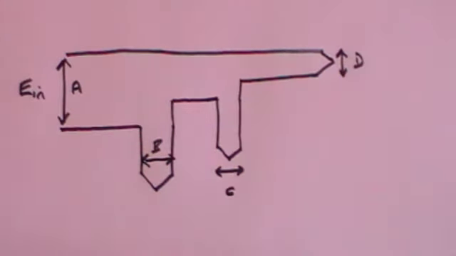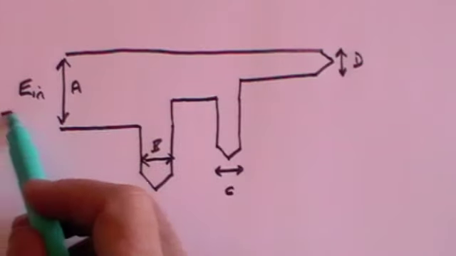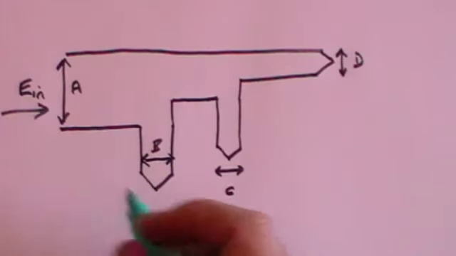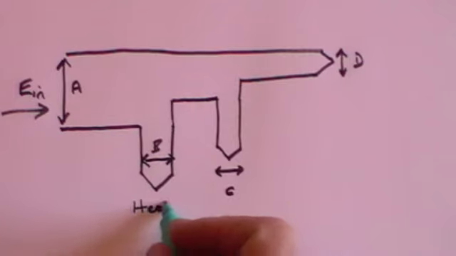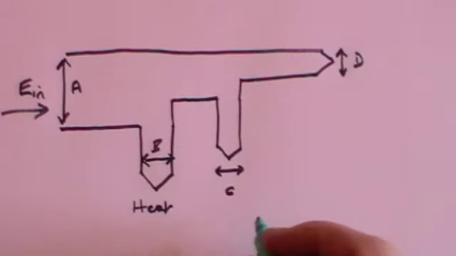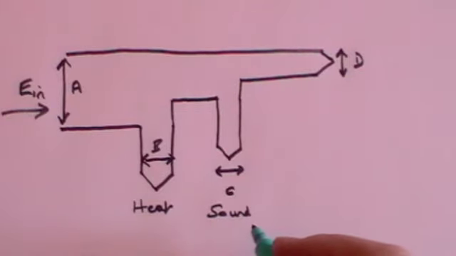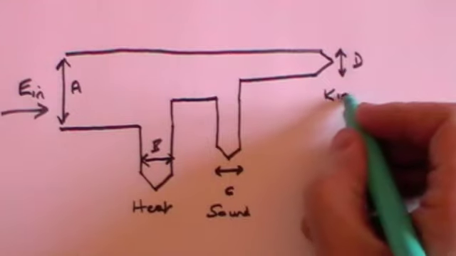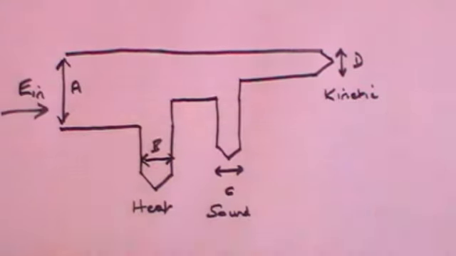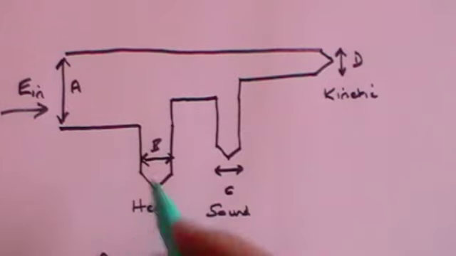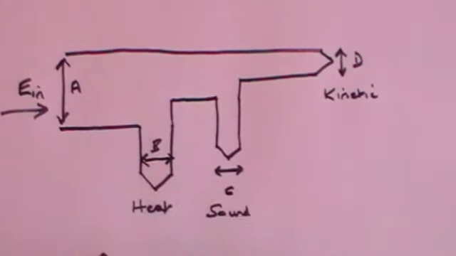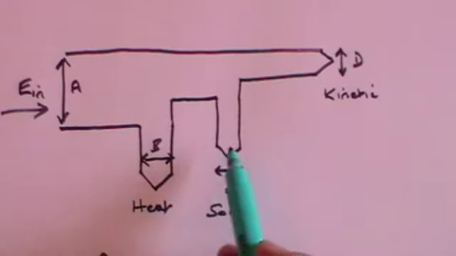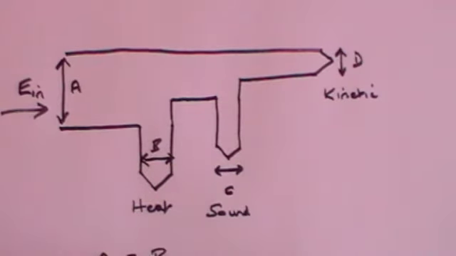Now this might be a motor. So you put electrical energy in, you will get some heat energy out that you don't want, you'll get some sound energy out, the motor will make a noise that you don't want, and you'll get some kinetic energy out which you do want. And the idea is that the width of the energy in, A, must be the sum of these other widths, so that will be B plus C plus D.